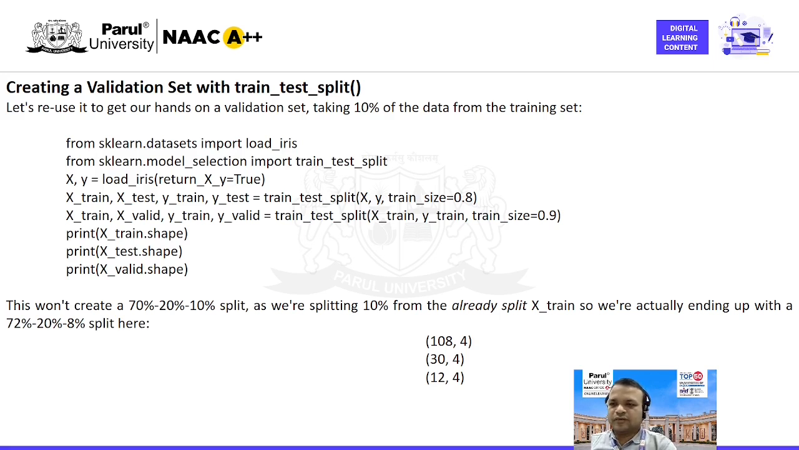Creating a validation set is also possible with the train test split method. Let's reuse it to get our hands on a validation set, taking 10% of data from the training set. The validation set is also part of the training set. It's not any other part. It is a 10% part of the training set. So this is the example.